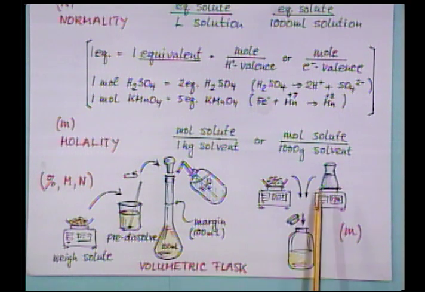Now with the molality, all you have to do is weigh out the solute, weigh out the solvent, pour the stuff together, and you got it. You don't need volumetric flasks.